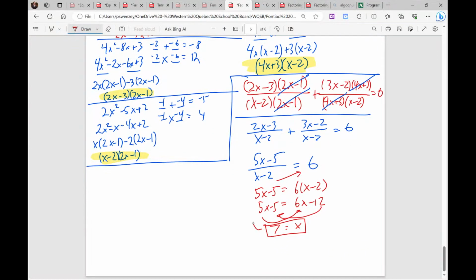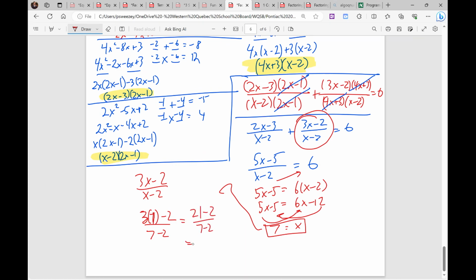Basically what I would do is plug x equals 7 into the simplified version right here, because that's the simplified version of the new deck. I'm lazy. I don't want to do more work than I have to. So 3 times 7 minus 2 over 7 minus 2. So 21 minus 2 over 7 minus 2. It'll give you something ugly: 19 divided by 5, but that's the numerical area.